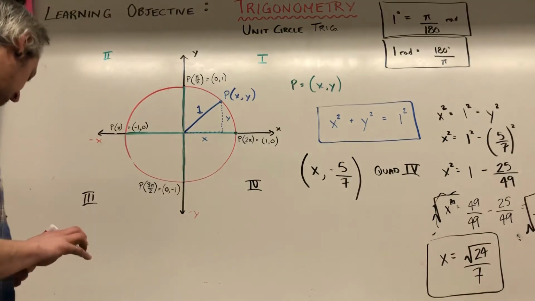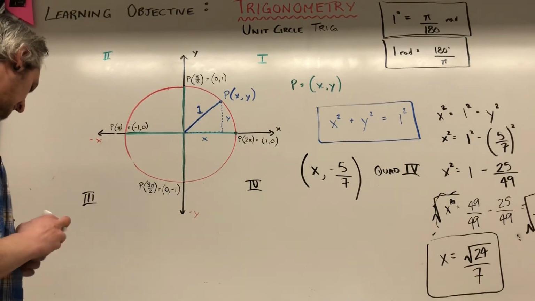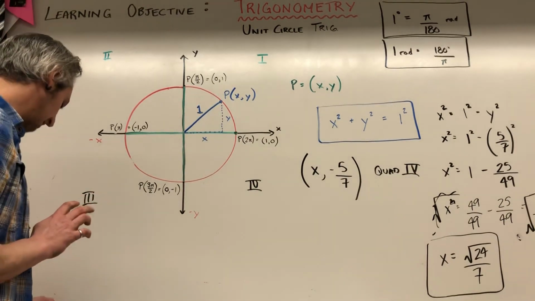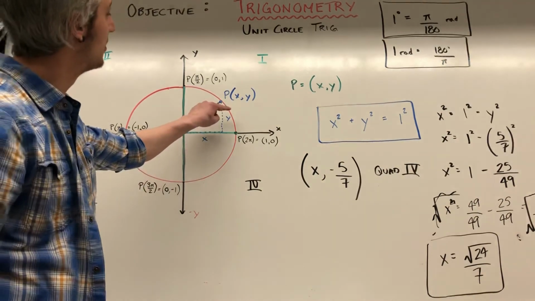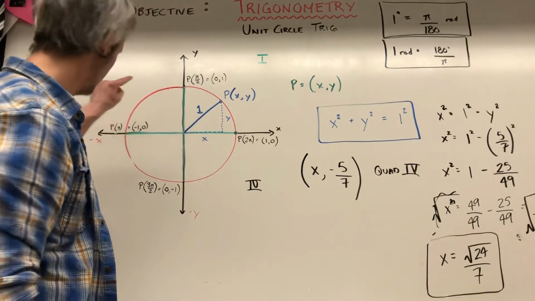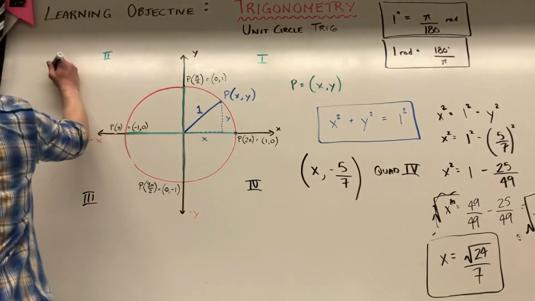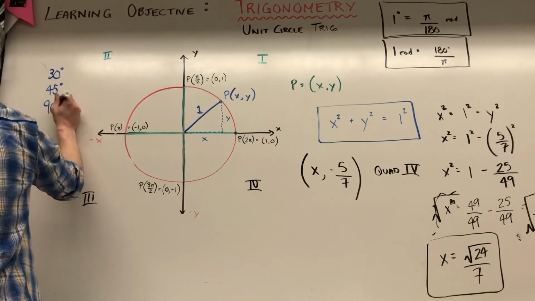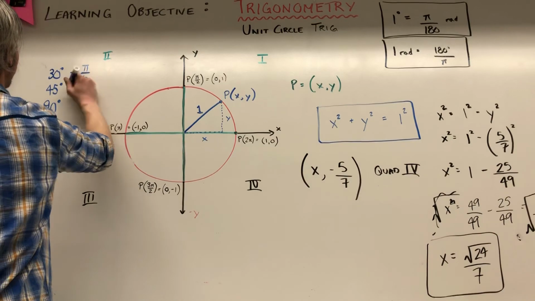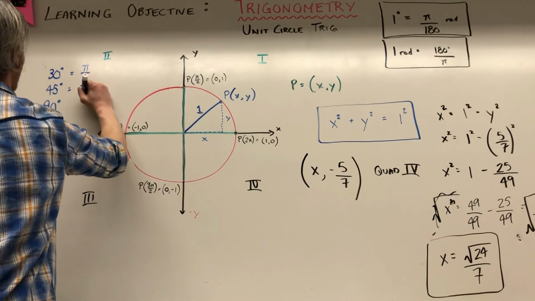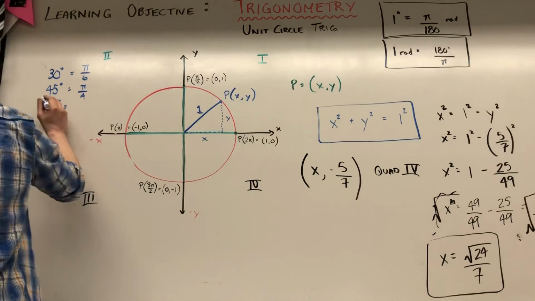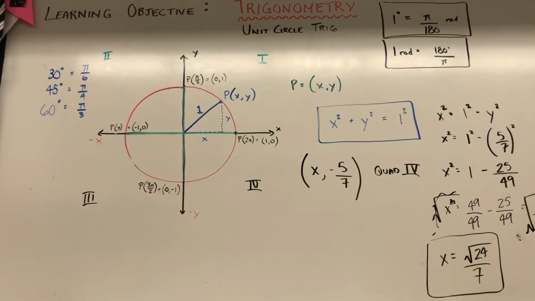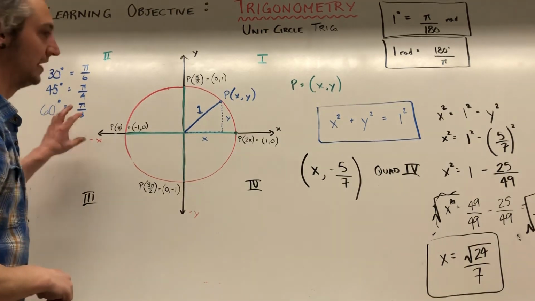Okay. And that is all I'm going to teach for this video. The next video we'll start dealing with particular points of importance around the circle. Specifically, I mean the 30-degree mark, the 45-degree mark, and the 60-degree mark, which work out to pi over 6, pi over 4, and pi over 3. But we will get there, okay? That's in the next video.